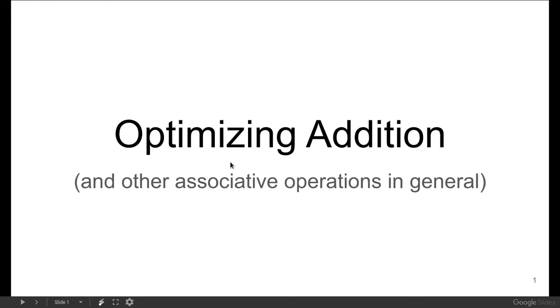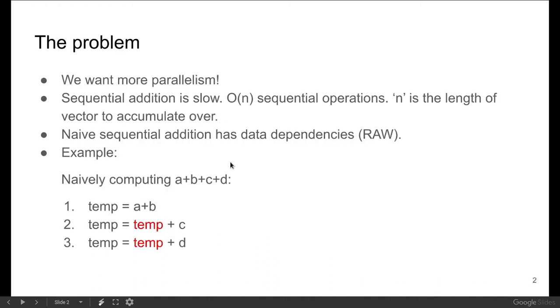So in this video I'm going to be talking about optimizing addition operations and in general other associative operations. So what is the problem? Well, the problem is we want more parallelism. The more parallelism I have, the faster I can execute my code. Now the problem is that sequential addition is very slow. Why is it slow? Because it requires order of n sequential operations, where n is the length of vector to accumulate over. So the naive sequential addition has data dependencies, to be precise the read after write dependencies.